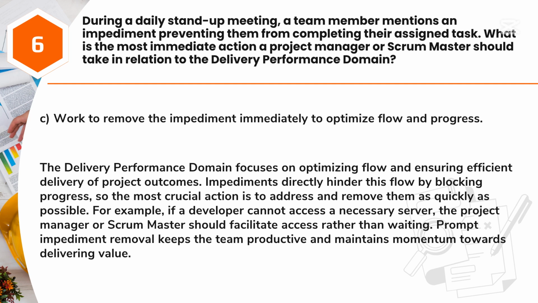Answer: C. Work to remove the impediment immediately to optimize flow and progress. The delivery performance domain focuses on optimizing flow and ensuring efficient delivery of project outcomes. Impediments directly hinder this flow by blocking progress, so the most crucial action is to address and remove them as quickly as possible. For example, if a developer cannot access a necessary server, the project manager or Scrum Master should facilitate access rather than waiting. Prompt impediment removal keeps the team productive and maintains momentum towards delivering value.